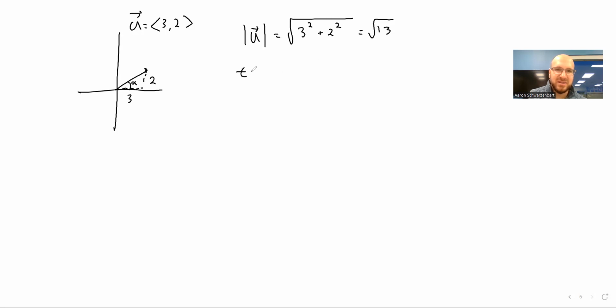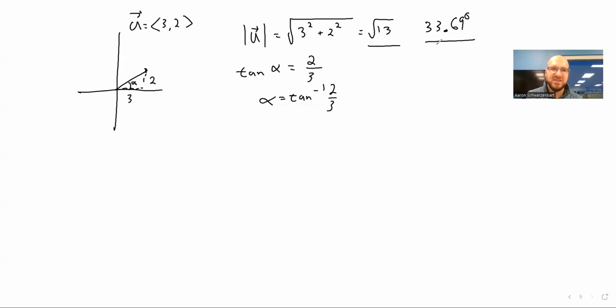Direction. You could use the square root of 13, but I prefer to use the whole number as the tangent. So the tangent of alpha is 2 over 3, meaning alpha, my angle, is going to be the inverse tangent of 2 over 3, which is 33.69. So magnitude, square root of 13, direction, 33.69 degrees. This is example 6, that's A, this is B.